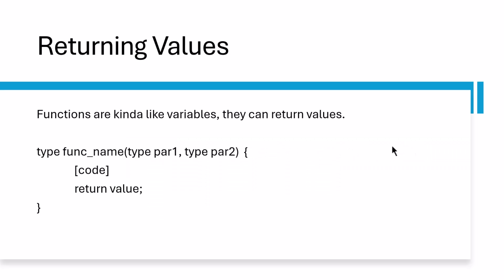Now, the way functions work in C++ is kind of like variables. They can actually return and store values. And to do that, you need to type the type of value you want your function to return. You name your function. If it takes parameters, you name the parameters, you write your code inside of it. And in here we have something new, return value. What this will do is it will make it so the function has a value and the value is named value. Let's go over this with an example.